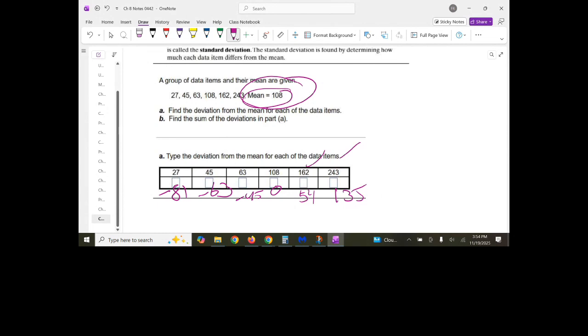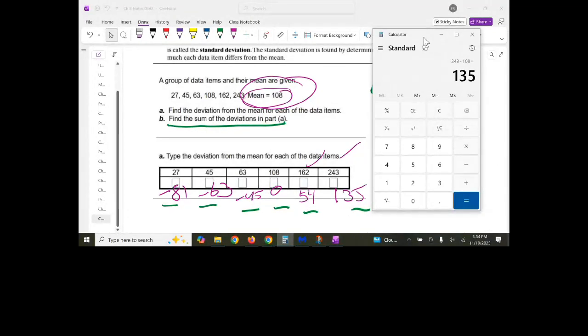Okay. Now, y'all, part B, there's a part B to this question. And part B says, can we find the sum of these deviations? Meaning, could we add up those numbers right there? And yeah, it wouldn't be difficult to do.